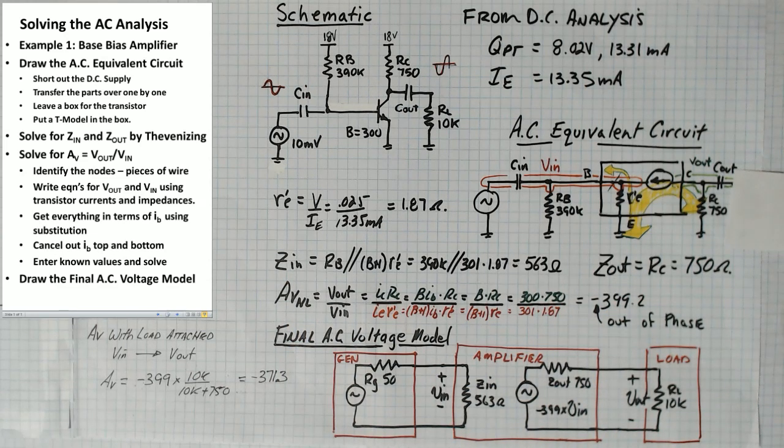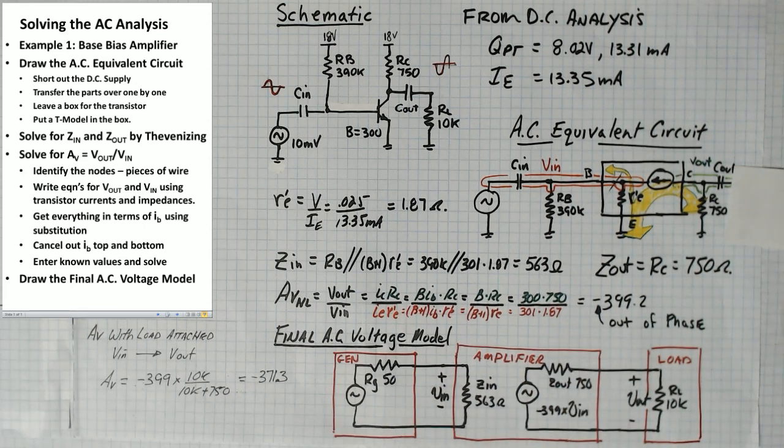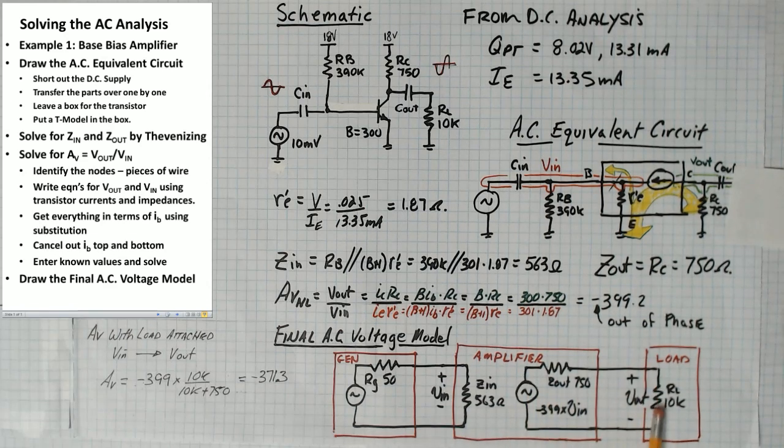We need to draw the final AC voltage model, which is this down here. So this is the amplifier, and the amplifier is represented by an input impedance Z in, which is 563 ohms. We put that down in there. There's a dependent voltage source, and the voltage across these two terminals is AV times V in. So it's minus 399 times the voltage that appears on the input of the amplifier. And that gets delivered to the load through a non-zero finite Z out of 750 ohms.